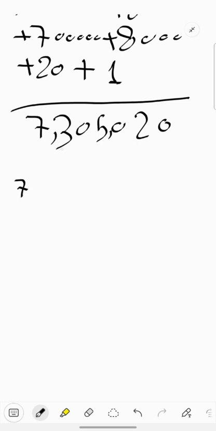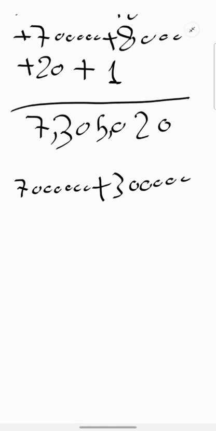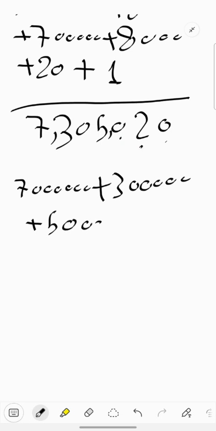You have 7. How many digits before 7? 1, 2, 3, 4, 5, 6. We have 6 zeros. Plus 3. 1, 2, 3, 4, 5, so it's 5 zeros. Plus. Of course, you can skip 0 because no value for 0, so it's not needed. Skip to 5. Before 5, 1, 2, 3, 3 zeros. Skip 0 to it's 20.